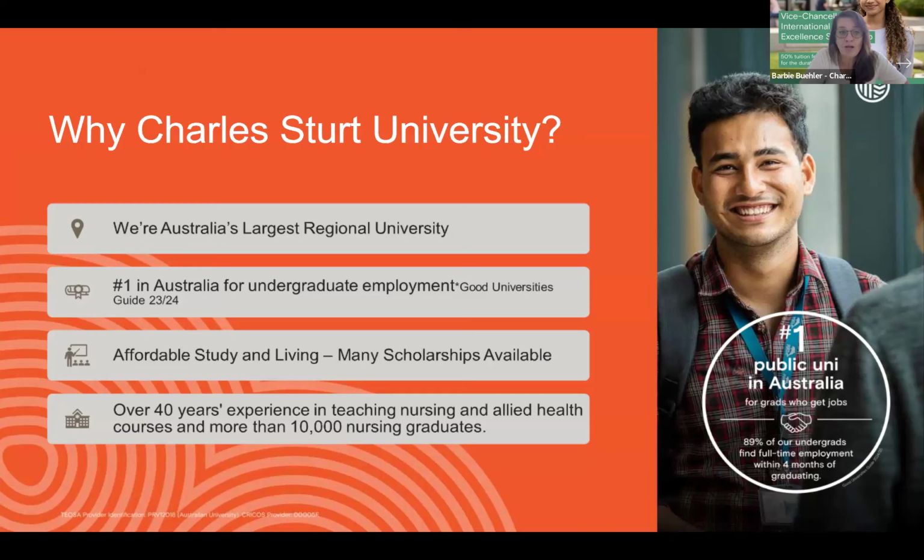We are also the number one university for undergraduate employment. So that means once a student graduates with us, they have the highest percentage of employment. Obviously, that's a great benefit when you need to know about your return on the investment. We have very affordable study options and also living costs are very minimal. So 40 years of experience in teaching nursing and allied health, and we so far have over 10,000 nursing graduates.